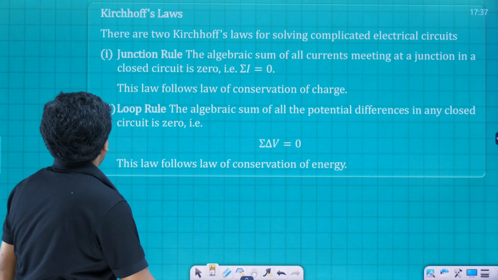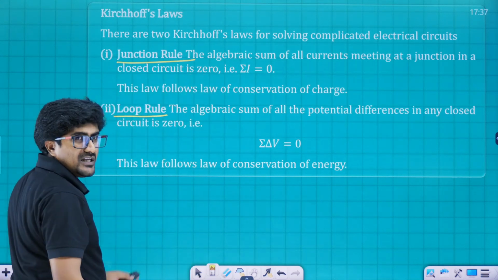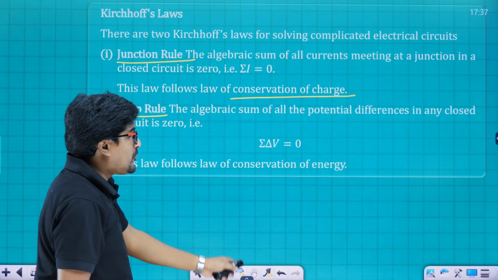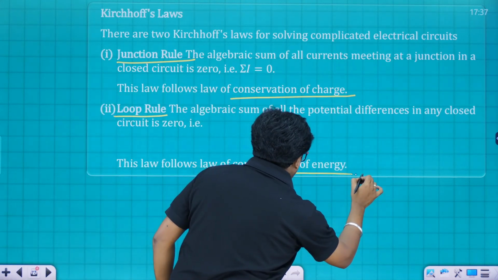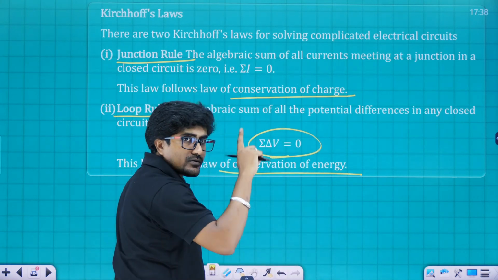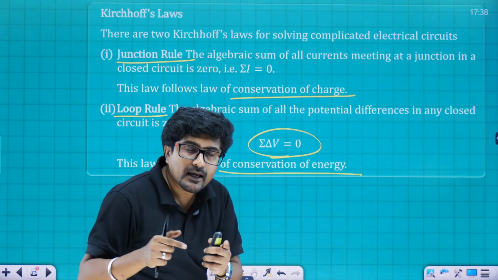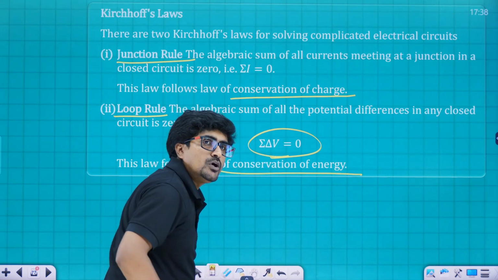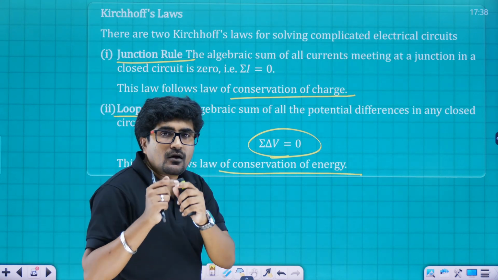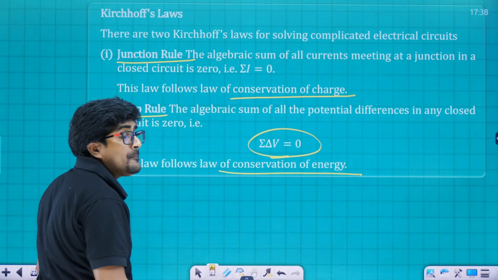We have got two laws. First one is the junction rule and second one is the loop rule. Junction rule is the law of conservation of charge and loop rule is the law of conservation of energy. Loop rule says the effective potential drop across a closed loop is always equal to 0. And the junction rule says that if we consider a junction in a circuit, the total current entering will be equal to the total current leaving the junction.